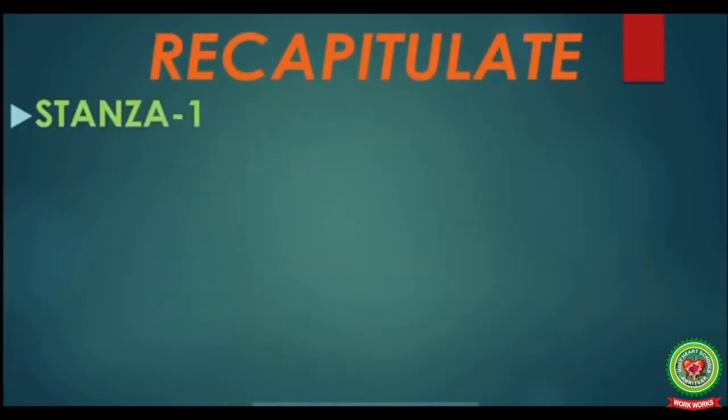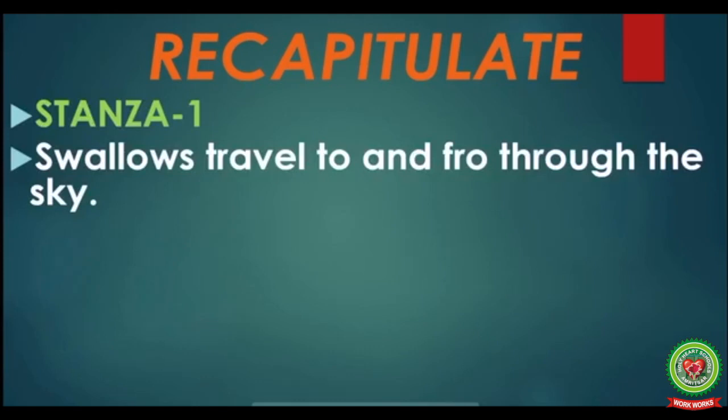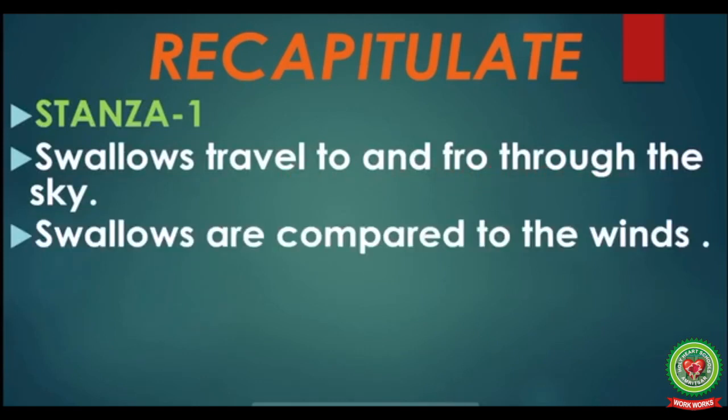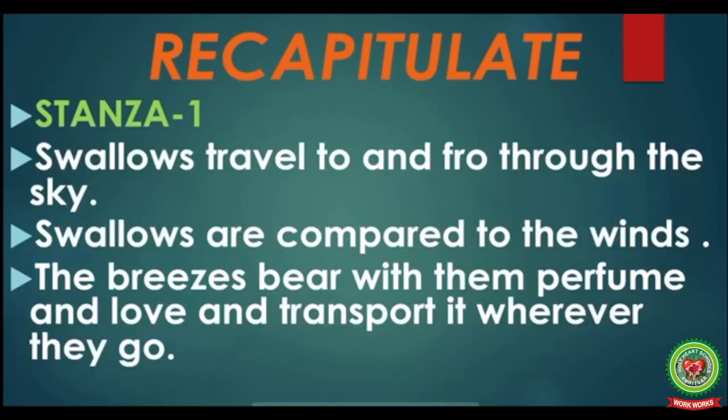Students, let's recapitulate what we have done in stanza 1. Where do swallows travel? Swallows travel to and fro through the sky towards distant places. And to what are the swallows compared? Swallows are compared to the winds. And what do the breezes bear with them? The breezes bear with them perfume and love. And where do they transport it? They transport it wherever they go. So children, this was all about stanza 1.